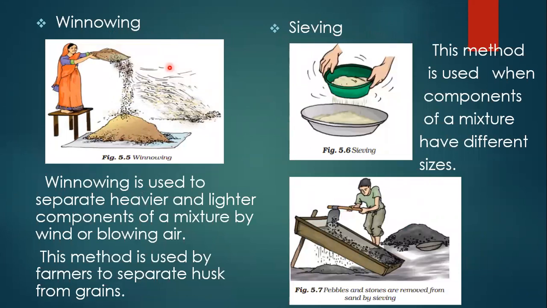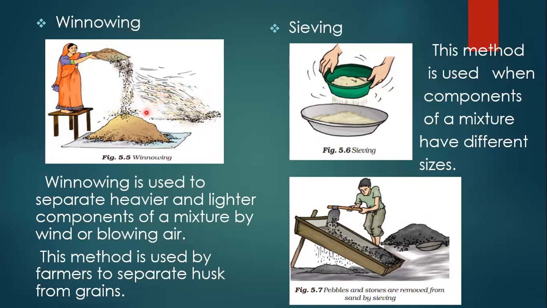Now winnowing. Winnowing is used to separate heavier and lighter components of a mixture by wind or blowing air. This figure shows winnowing, and this method is used to separate substances having a difference in their weight. That is, one component will be heavier and the other component will be lighter, and these components can be separated with the help of wind or by blowing air.